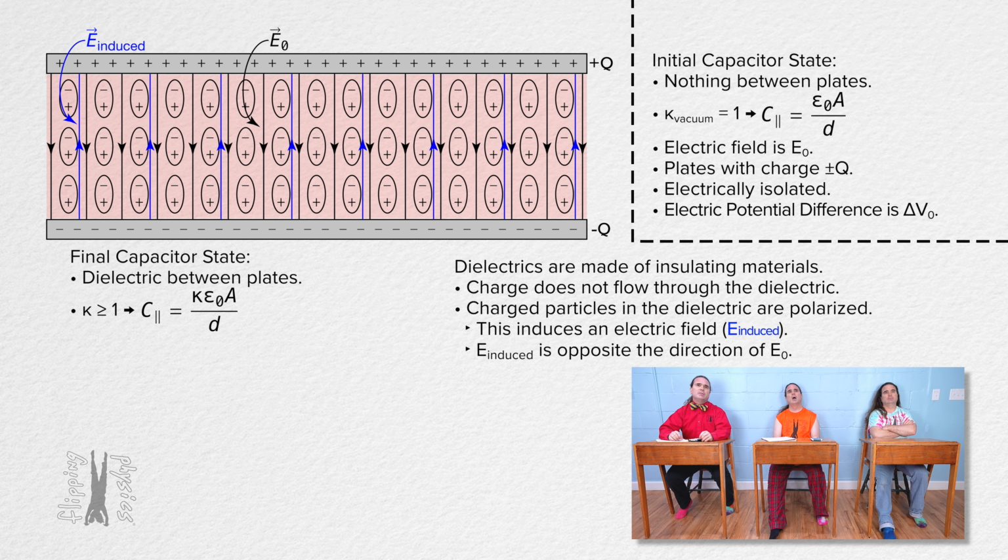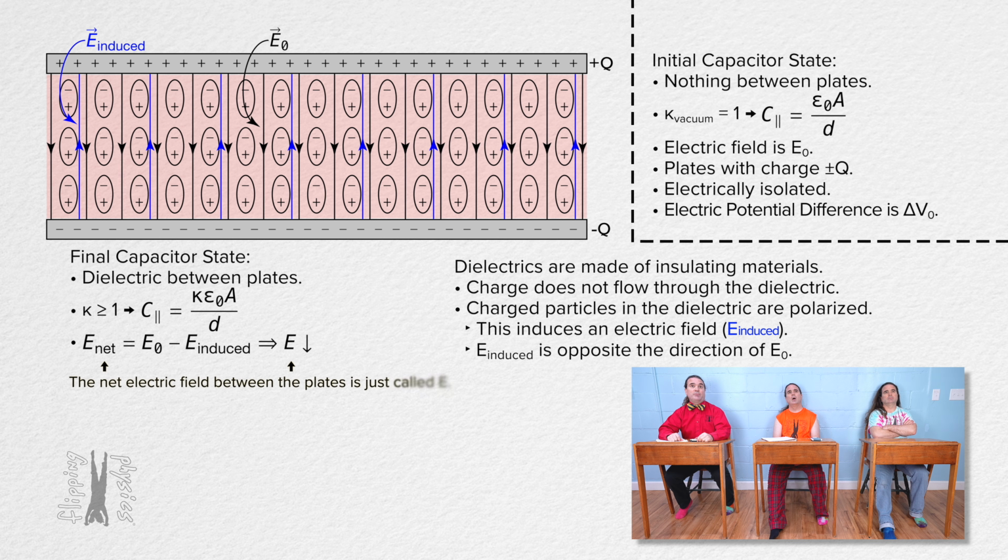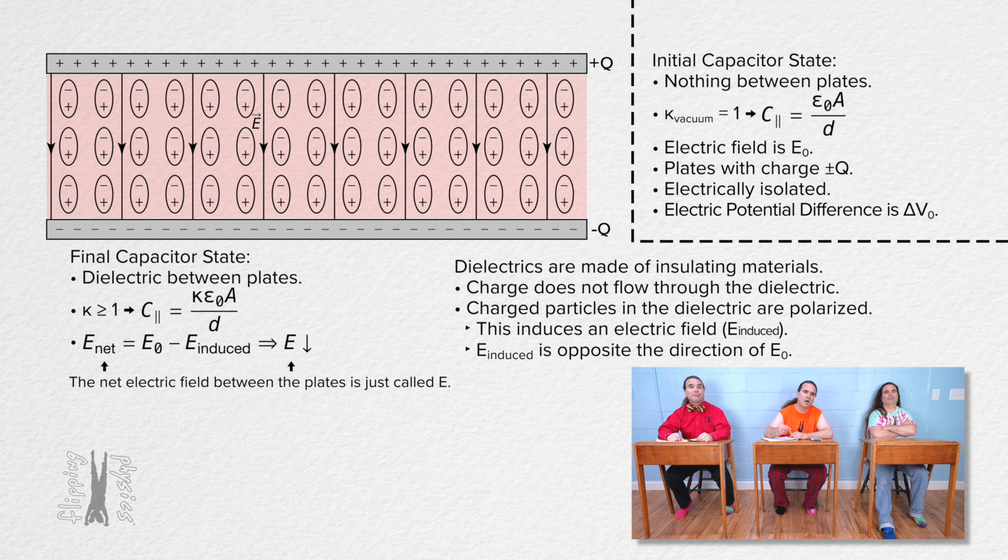Okay, the original electric field E naught and the induced electric field in blue are opposite in direction. That means that the net electric field with the dielectric between the parallel plates is decreased from the original electric field E naught. Correct, and I have updated the illustration to reflect that. Thanks. Yeah, now I can see why the electric field decreases with the addition of the dielectric.